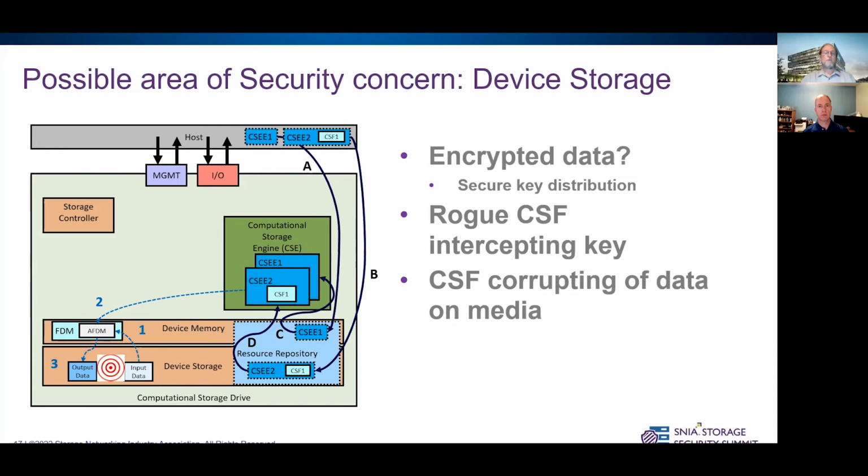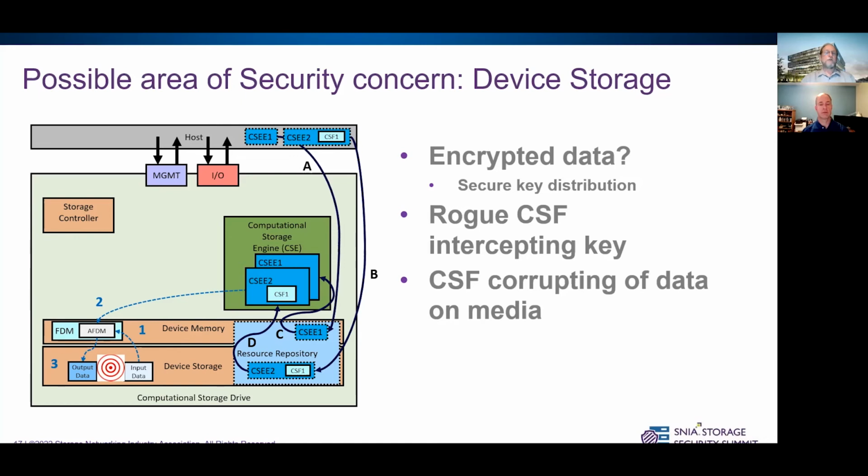Next is, what happens if you have a rogue CSF that intercepts the keys that you're using and can utilize those to decode device storage, or possibly encode all of the data on your device storage, opening a hole for ransomware attacks. So need to consider how keys are dealt with in terms of the keys for the device storage that is encrypted, or even unencrypted data then being encrypted by a rogue CSF.